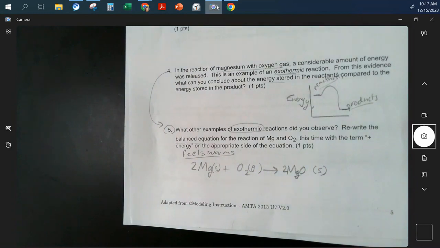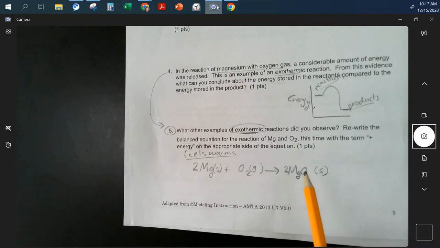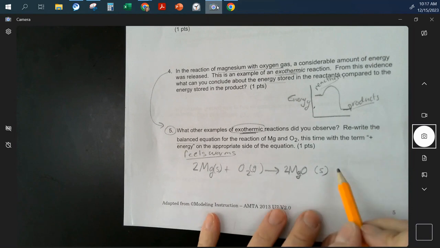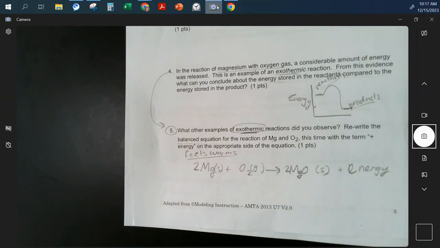So if it's exothermic, where does the plus energy go? Energy, where should it go? So we did heat this one up. We did use heat as kind of a reactant, but it's getting at that it's exothermic. Do you remember this one was really bright? It blinded you if you looked at it. So that's a product. Energy in this reaction was a product. So anytime we have an exothermic reaction, heat is a product.